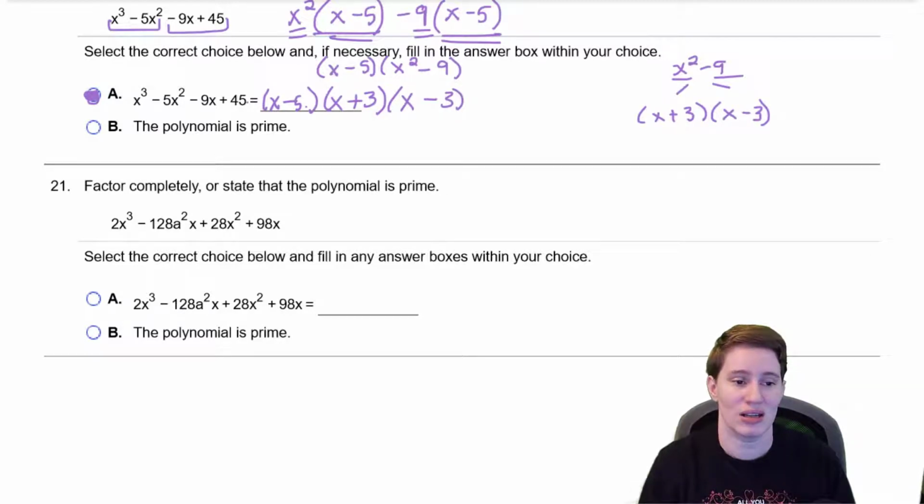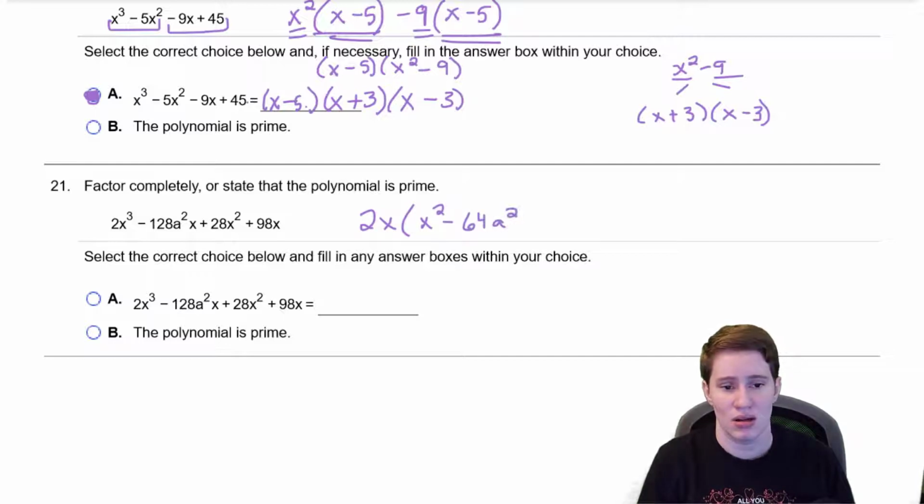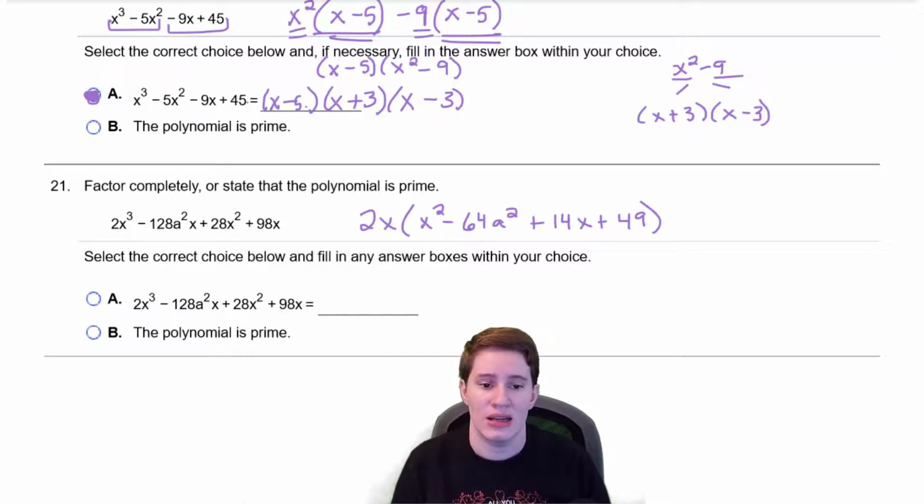So we look at this and hopefully we notice, hey, these all have a 2 in common, these all have an x in common, so let's take out the 2x. That leaves us with x squared minus 64a squared plus 14x plus 49. Okay, so we took out the 2x that's in common, and now what's inside of this actually is a little weird. If it just was x squared plus 14x plus 49, that is something that I can factor. Or if it was just x squared and this minus 64a squared, that's actually something I know how to factor as well. But because it's both of those, it's a little trickier.